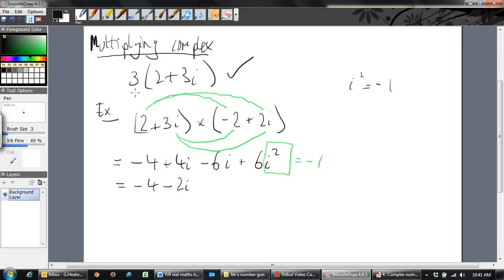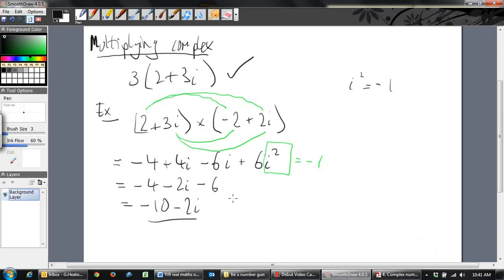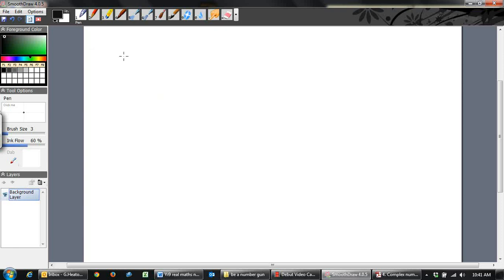So what do we actually have there? That's actually negative 6, that's positive 6 times negative 1. So just finish that off. Negative 4 minus 6, negative 10, minus 2i. Okay, and there you go. That is your complex number there, your answer. So that's how we multiply two complex numbers together. Maybe just a couple of other examples, but that's all there is to it.